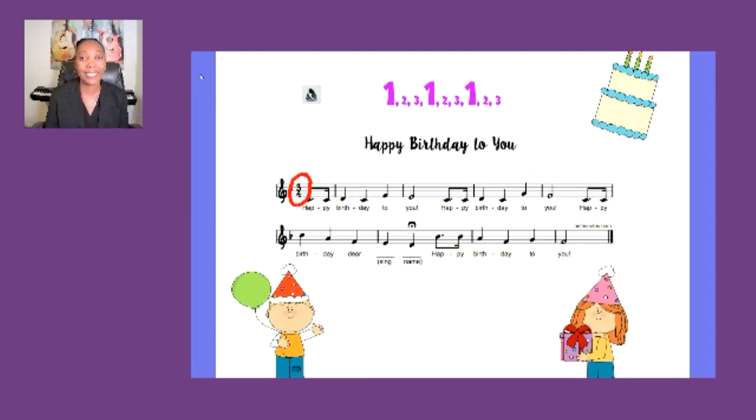I'll stop it there. So did you hear the 1, 2, 3, 1, 2, 3, 1, 2, 3, right? All right. And that's our waltz time signature. Okay. The dance, as we call it, the waltz dance. Okay. So nice, nice work.